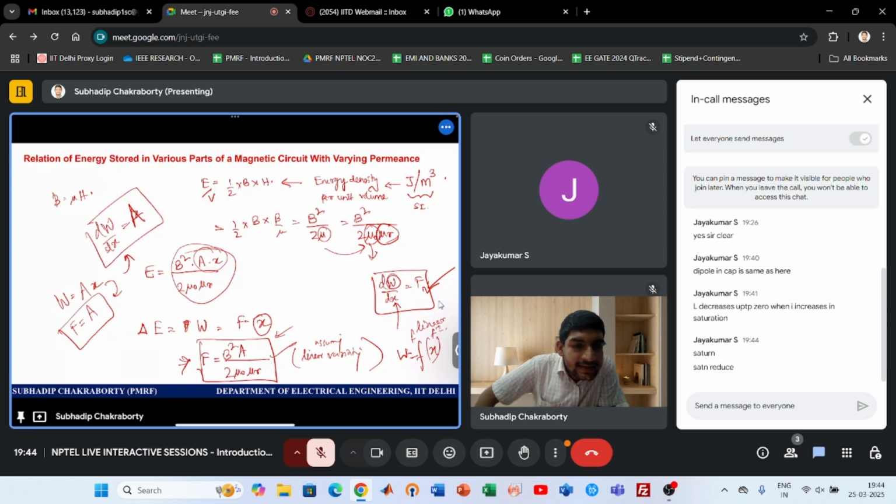SATN means I don't get. SATN reduce means? Oh, saturation. Okay, okay. You are telling that saturation reduces for the same value of MMF. Correct, that your core can never go to saturation. Correct. And obviously you use the inductor in series. That's why it has to bear the same amount of current.